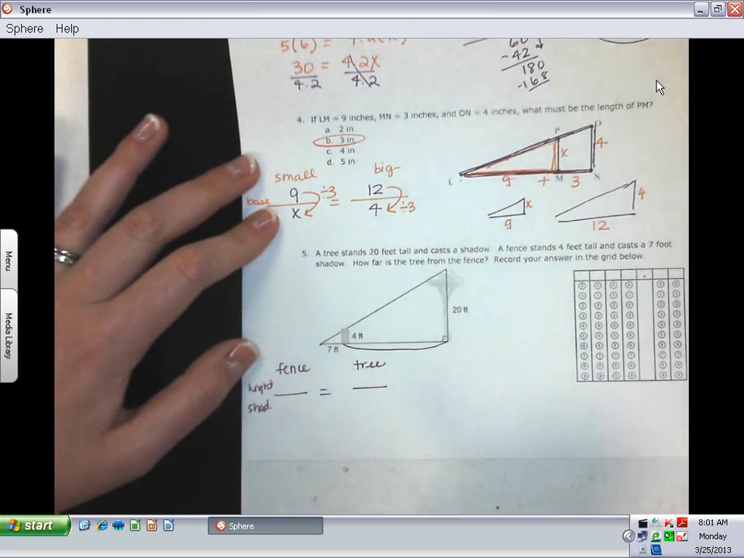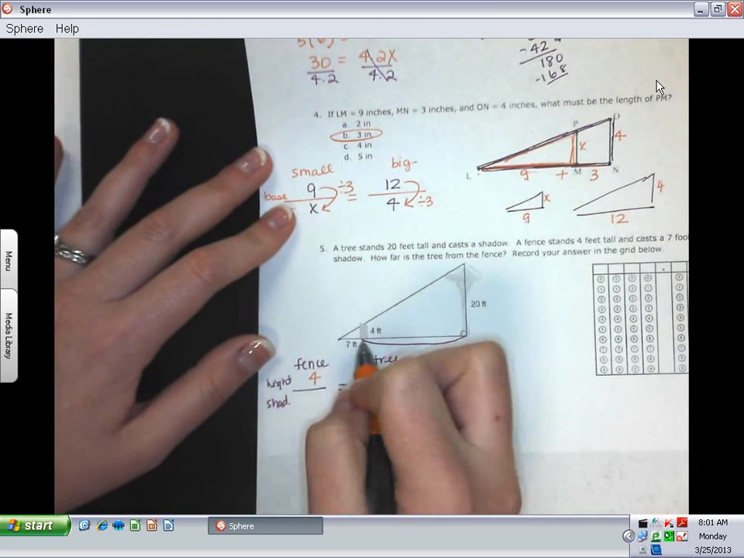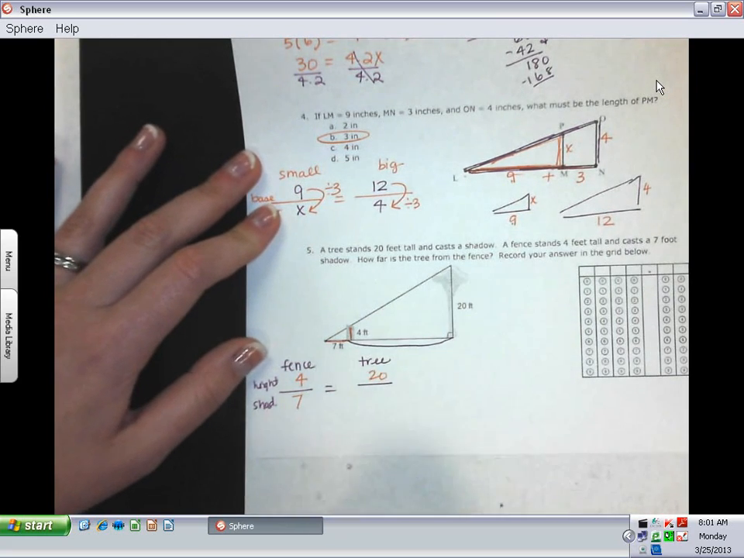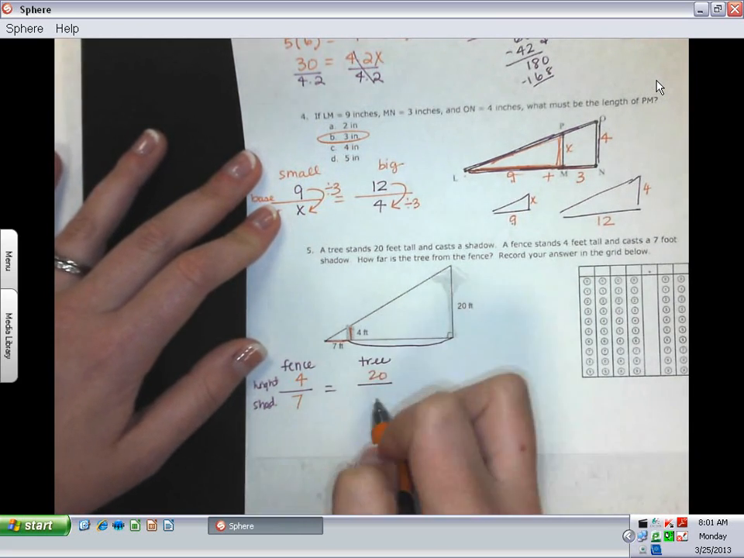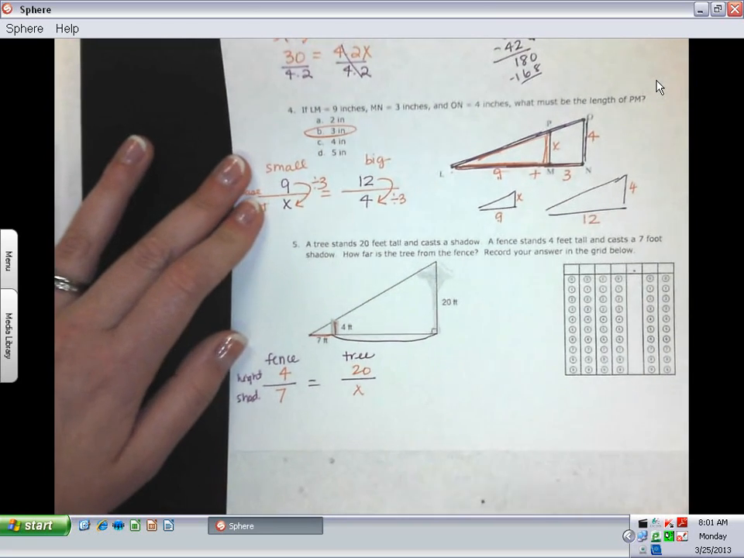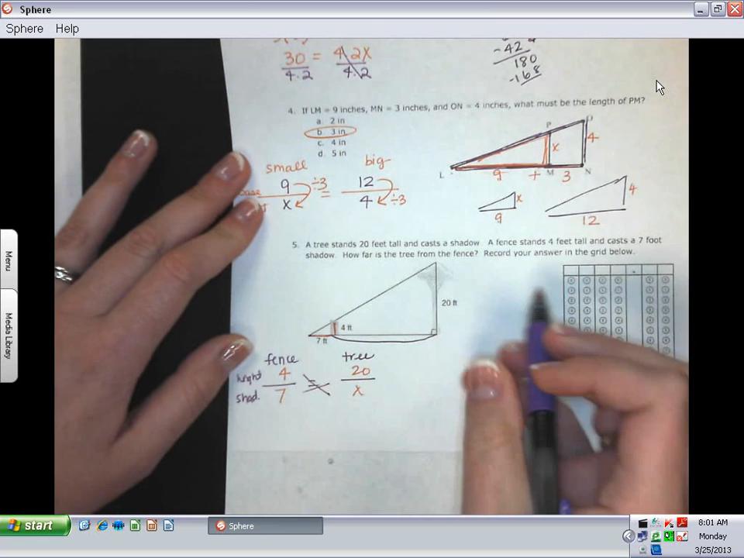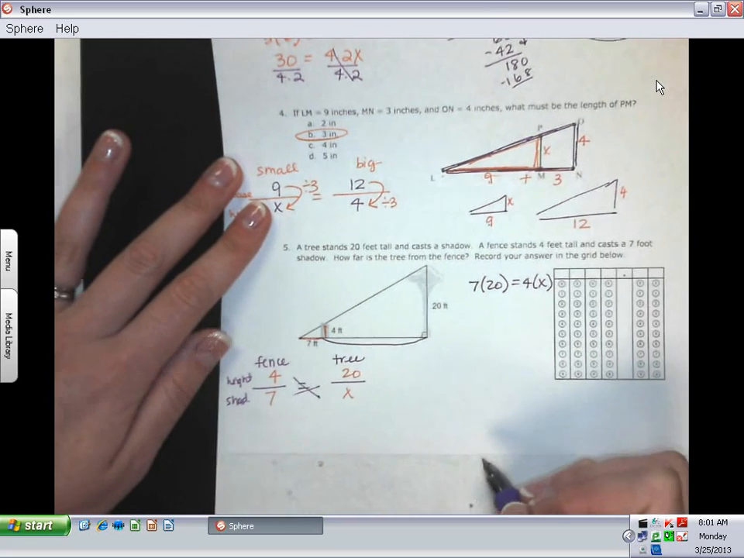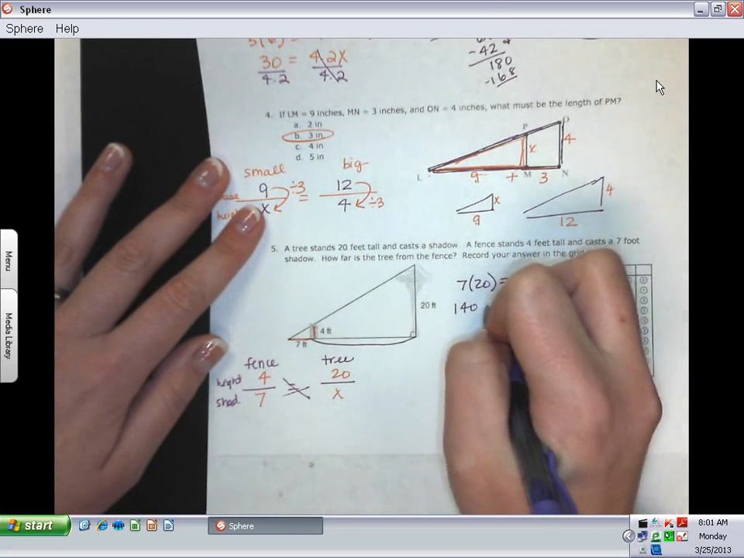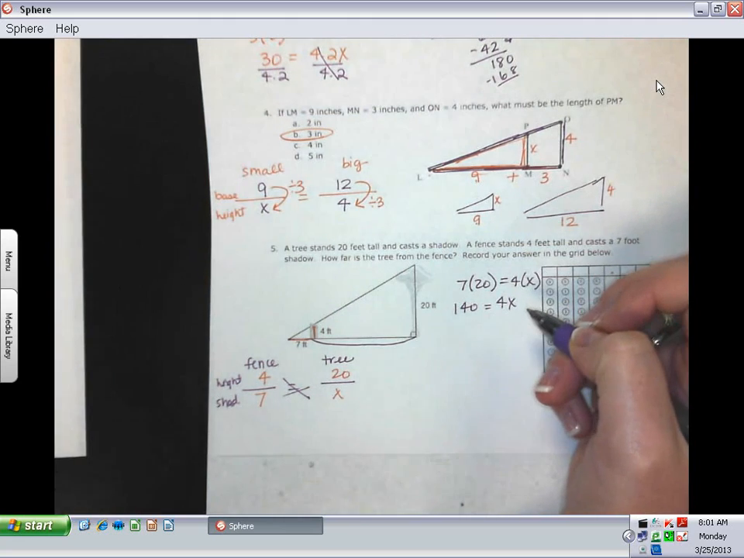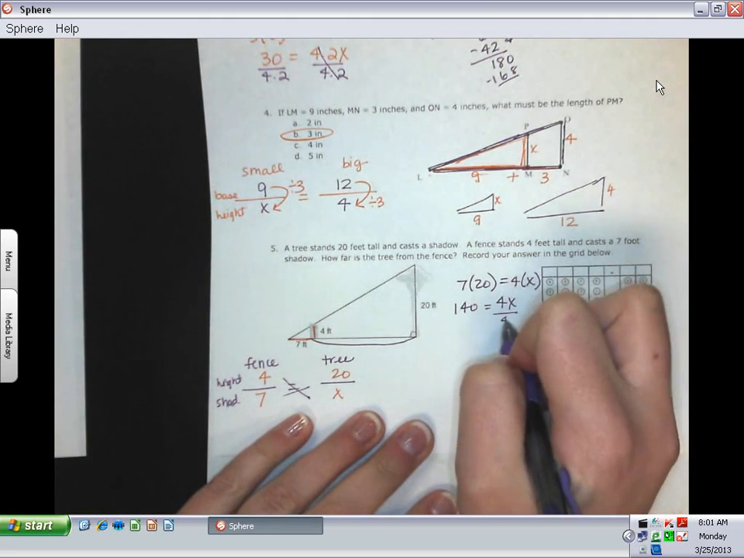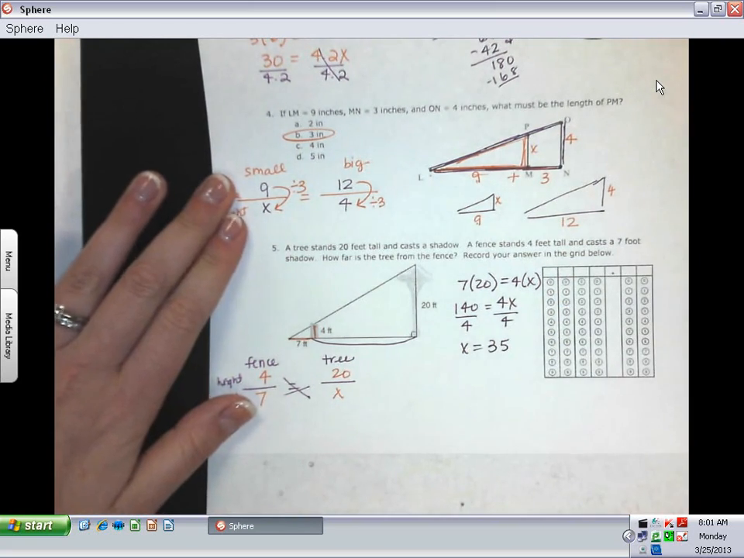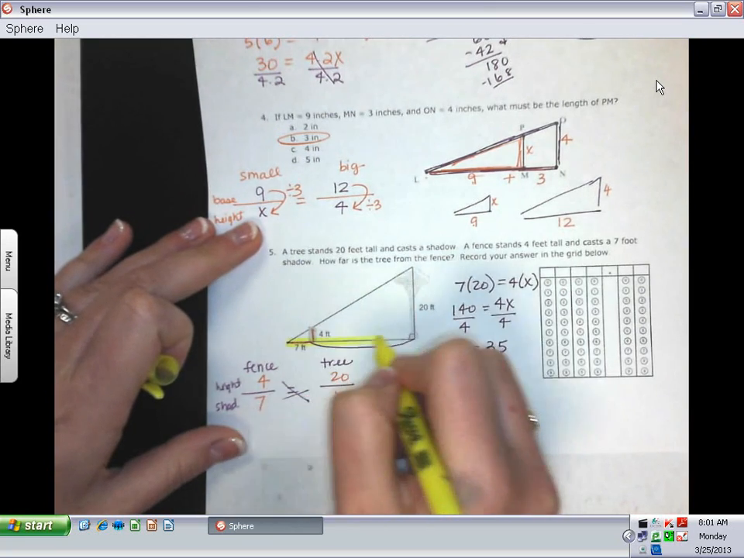So when I look at the fence, what is the height of the fence? It's 4. The shadow of the fence would be 7. The height of the tree is 20, and I don't know the shadow. I know part of it, but I don't know all of it, so I'm going to put an X. And so I've got to cross multiply, divide. So 7 times 20 equals 4 times X. Well, I know 7 times 20 is 140. 4 times X is just 4X. So I've got to use inverse operations and divide by 4. So X is 35. So that means this whole shadow of the tree is 35.